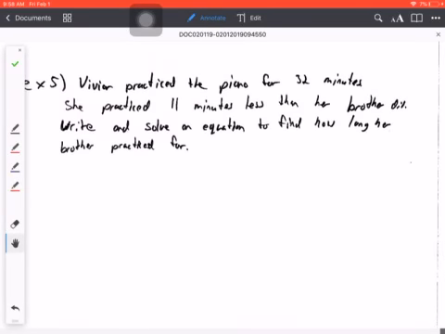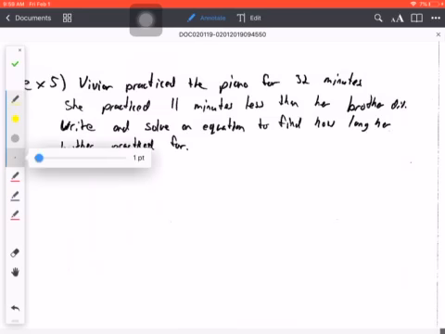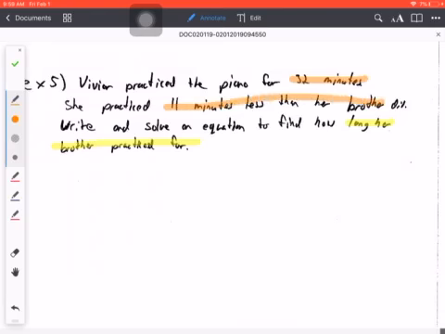Last example, example 5. It says Vivian practiced the piano for 32 minutes. She practiced 11 minutes less than her brother did. Write and solve an equation to find out how long her brother practiced for. So we're going to be looking for important information. First thing is we want to find out how long her brother practiced for. Other pieces of information: we know that Vivian practiced for 32 minutes, and that was 11 minutes less than her brother.